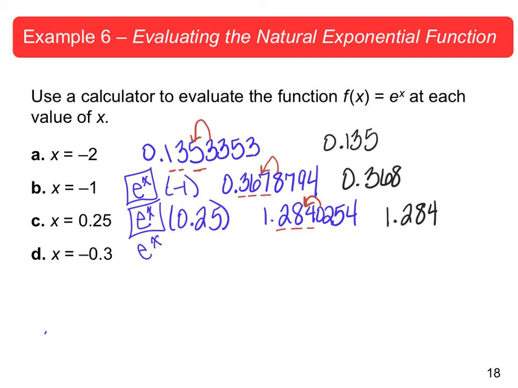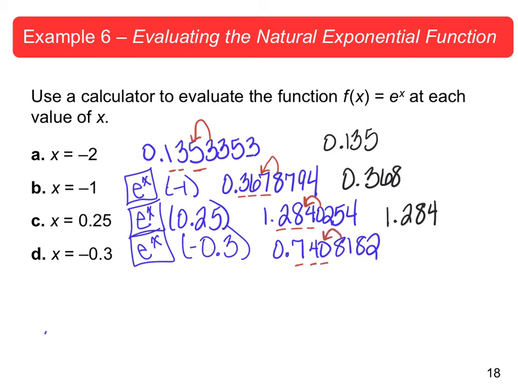And the last one, I'm going to do e to the x. That's the button I push. Then I have negative 0.3 in parentheses. I get 0.7408182. I'm rounding to 3 decimal spaces, so I've got 1, 2, 3. I look at the 8, and the 8 tells the 0 to go up, because that 8 is 5 or greater. So my final answer here is 0.741.